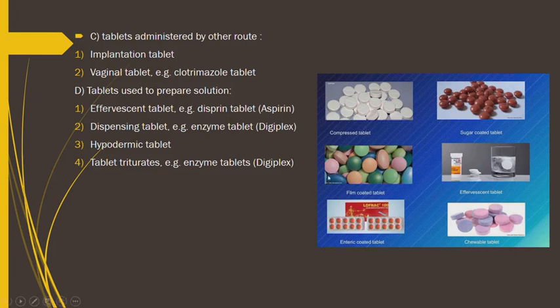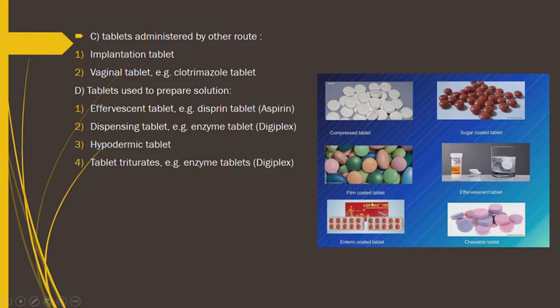Here are some examples of the tablets which we can see. The first is compressed tablets. Here are the sugar coated tablets. Mostly sugar coated tablets are used for patients who are unconscious, or mostly for masking the unpalatable odor or taste, and also administered to children.